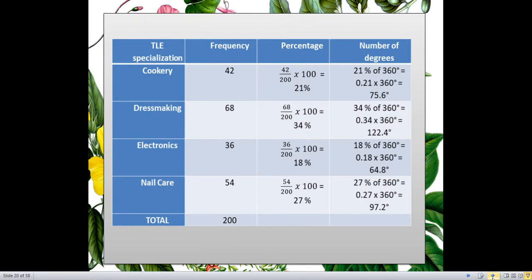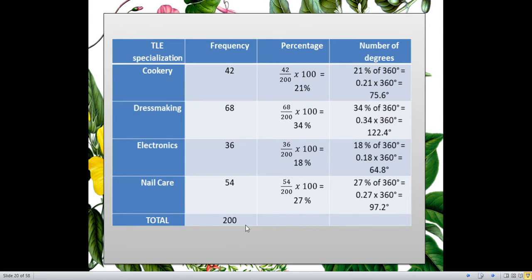Okay, again, we're going back to our data, the TLE specialization with the frequency, then how to compute the percentage, then the number of degrees. So we have cookery, dressmaking, electronics, nail care. Then we need to total the frequency. So we have 42, 68, 36, 54. By adding them, we have a total of 200.